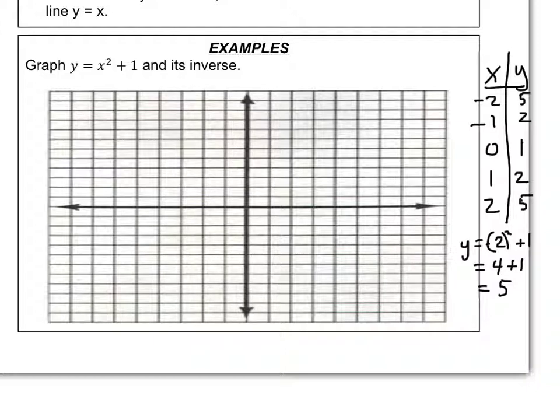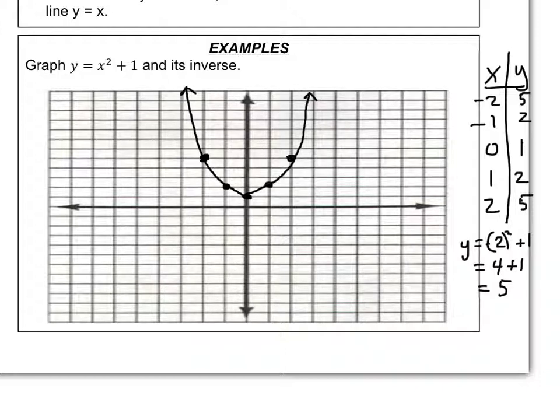Now I'm going to plot these ordered pairs. Again, this is the equation y equals x squared plus 1. I'm going to go left 2 and up 5, which is about right in here. Left 1 and up 2, 0 up 1, right 1 up 2, right 2 and up 5. Now I have the graph of the curve y equals x squared plus 1.